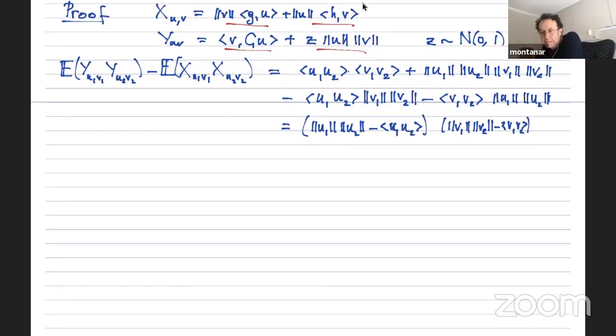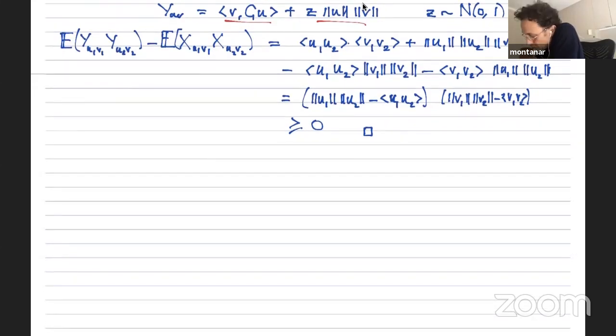Okay, and because of Cauchy-Schwarz, these two are positive, so this is always positive, and then you check that this implies all the conditions that you wanted. Okay, so this proves this corollary, the first part. Okay, how do you prove the convex thing? This is just a duality argument.